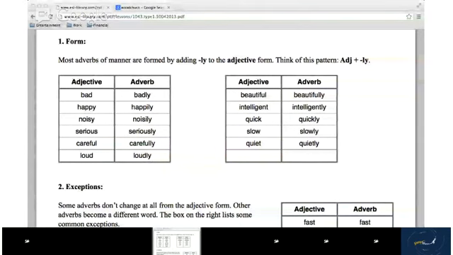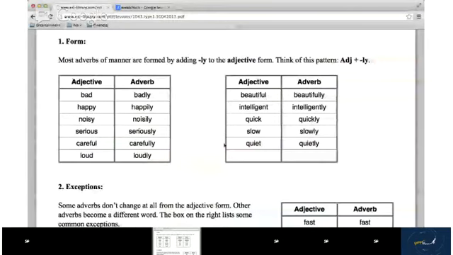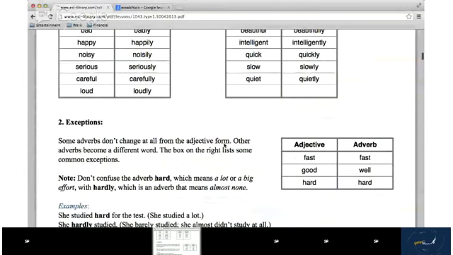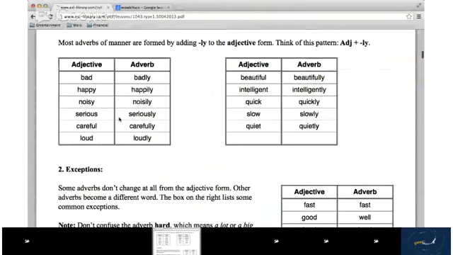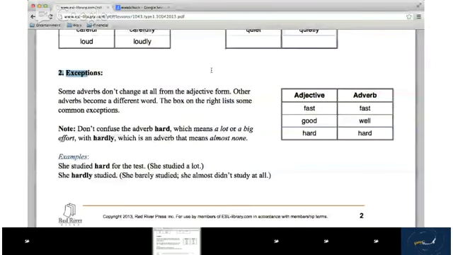Very good. Thank you. Let's go to Jose. Okay, so these are going to be the exceptions. We talked about adding ly to an adjective, so bad to badly. We're going to talk about some of the exceptions. Please read everything under number 2.